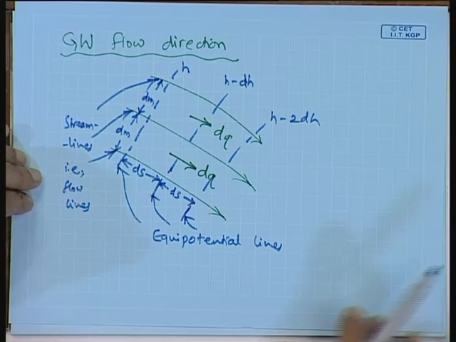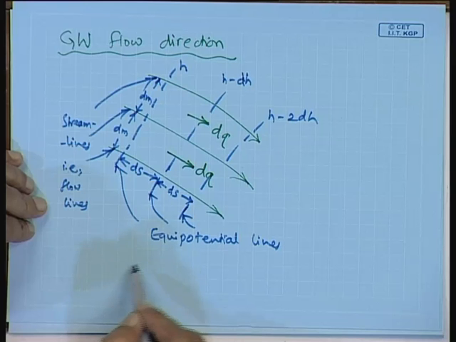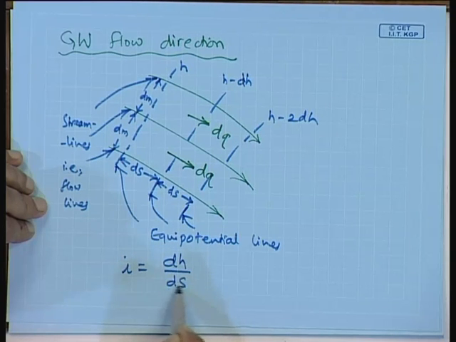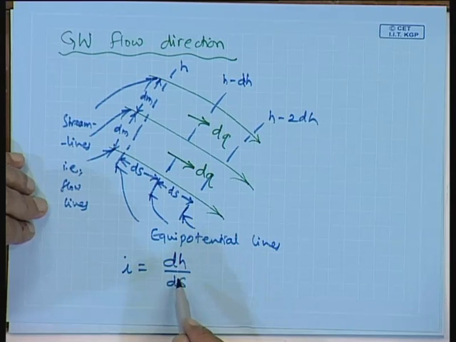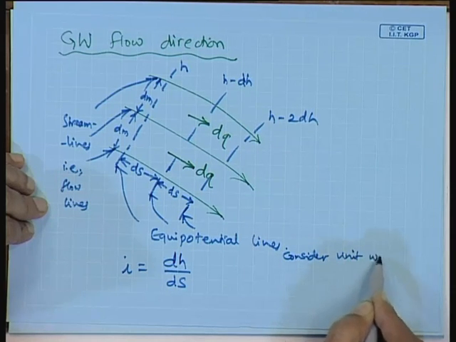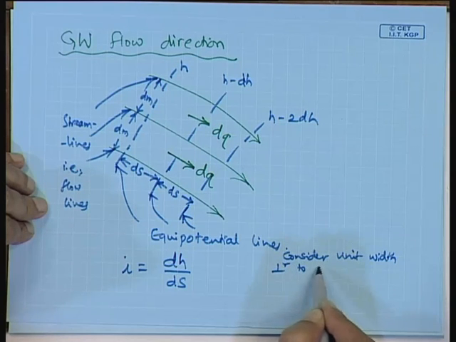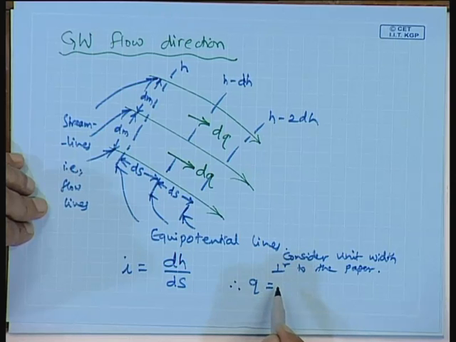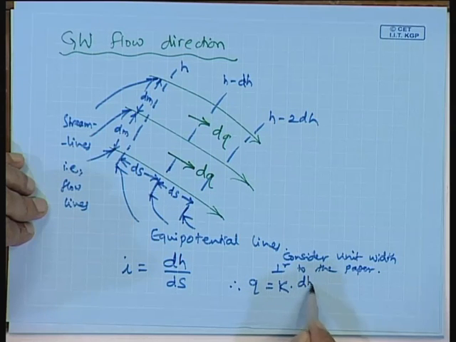Okay. So, now we know that by the definition of this hydraulic gradient, this is dh by ds, basically the change in the head per unit displacement along the streamlines. Therefore, here if we consider unit width perpendicular to the paper, this total discharge Q is simply given by the hydraulic conductivity K into the hydraulic gradient dH by dS.